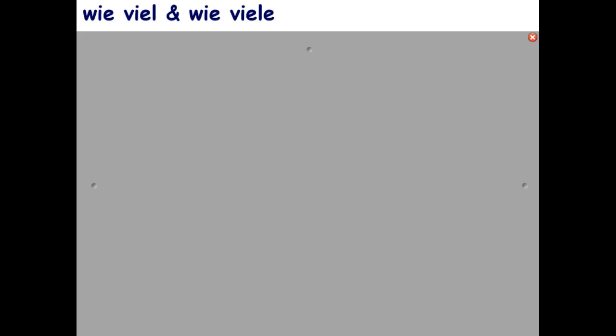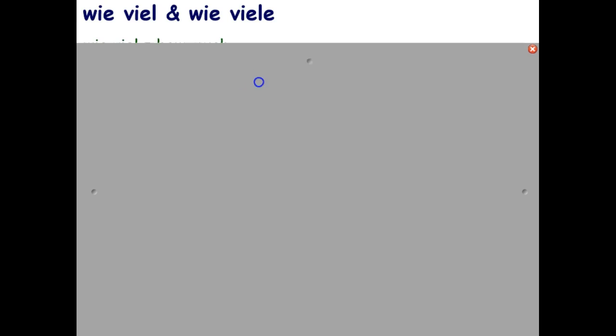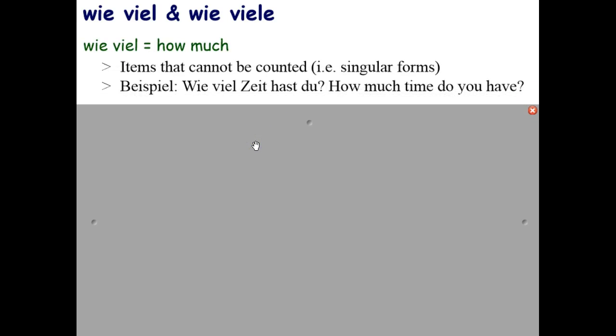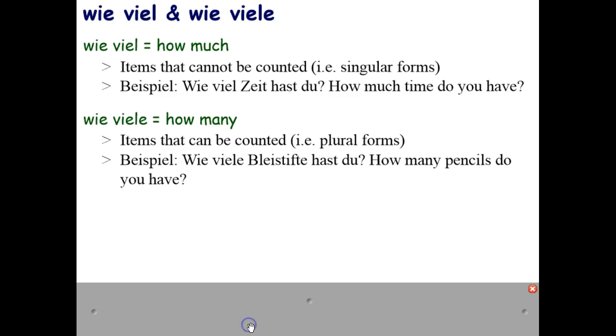As we work with plural forms of nouns, we would also be looking at the two question words wie viel and wie viele. Wie viel means how much. This is used for items that cannot be counted, in other words, singular forms. As a Beispiel, wie viel Zeit hast du? How much time do you have? Wie viele, on the other hand, is how many, so these are items that can be counted, in other words, plural forms. Beispiel, wie viele Bleistifte hast du? How many pencils do you have?